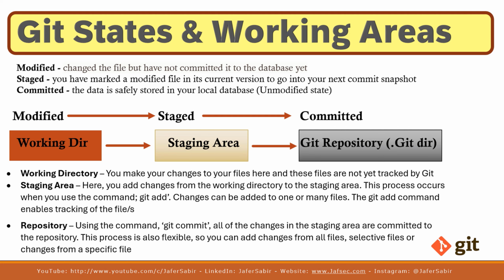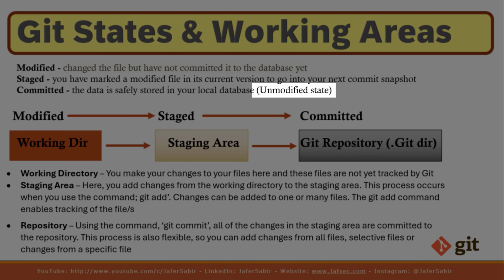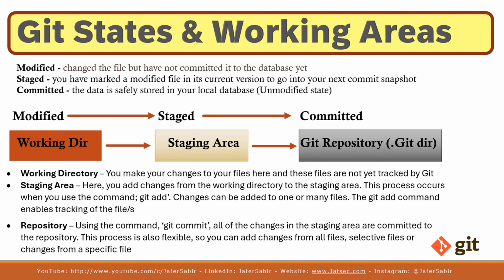And then there's the repository. So using the command git commit, all of the changes in the staging area are committed to the repository. This process is also flexible, so you can add changes from all files or selected files or changes from a specific file. Now the committed state you can also see as an unmodified state because everything has been updated. Git knows about the latest changes, and to think about it, when it's committed, it's kind of like an unmodified file or unmodified repository. So you can see it as unmodified as well, as Git has all of the changes. It knows about all of the latest changes. So I almost feel like adding the term unmodified in there after we do a commit as well, as Git is up to date with everything. It knows about everything. So you can see it as the unmodified state as well.